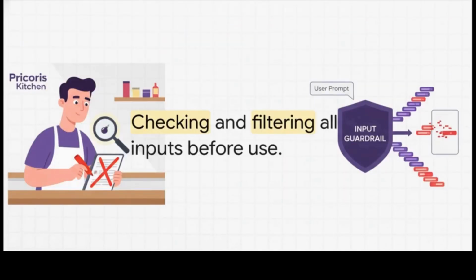With our very first layer of defense, the input guardrail. Think of this as the kitchen manager who looks at every single order before it even gets to the chef. Their job is to spot and just toss out those hidden malicious notes. In the AI world, we call this input validation, checking and filtering everything a user gives the system.